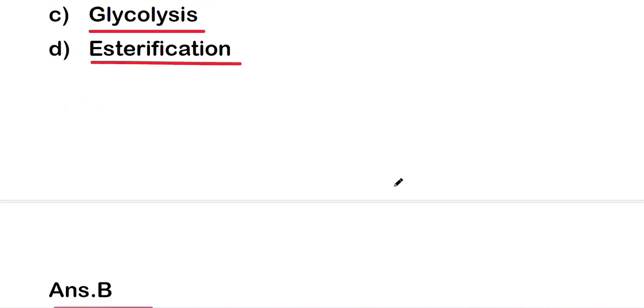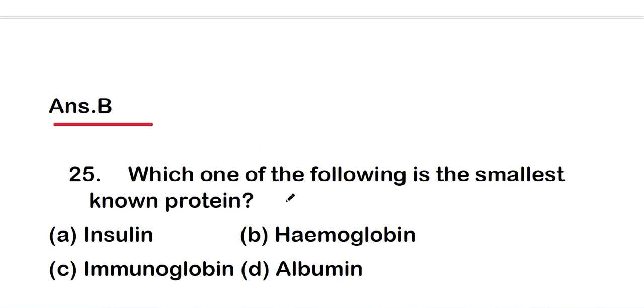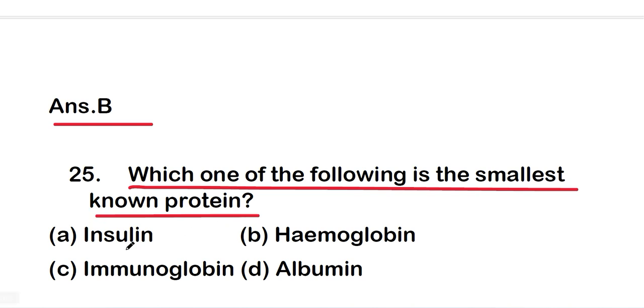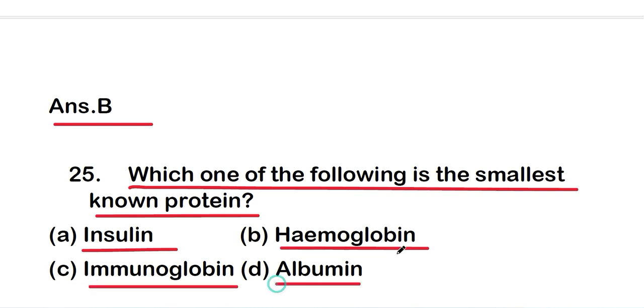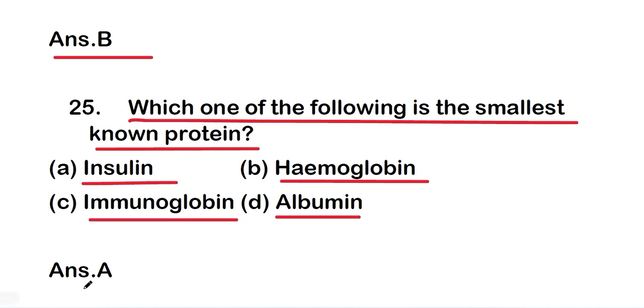Okay, so next question देखेंगे. So next question is, which one of the following is the smallest known protein? And the options are option A insulin, option B hemoglobin, option C immunoglobulin, or option D albumin. And the right one is option A, that is insulin. So insulin is the smallest known protein among these proteins.